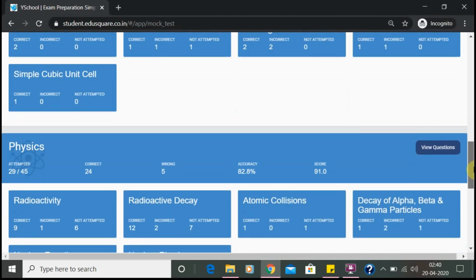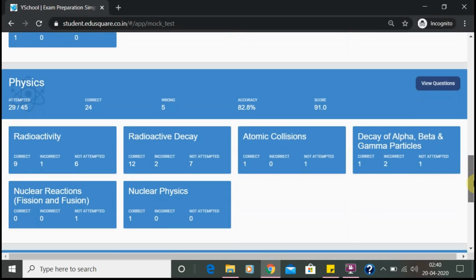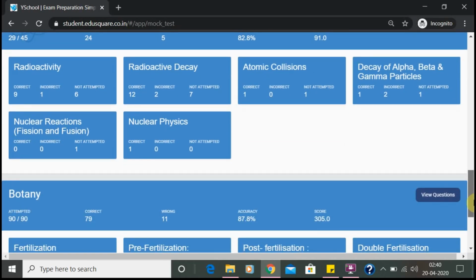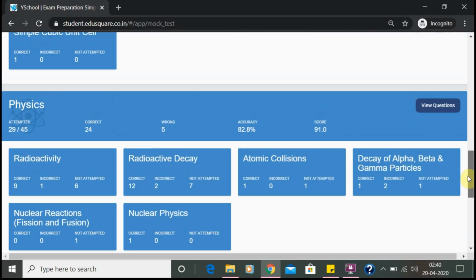This will take you a long way. So you have to keep a very good check on these and see what are the areas that you need to work on, right? So this is again chapter wise analysis.